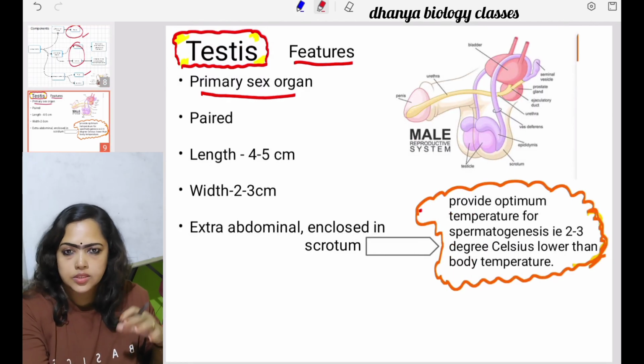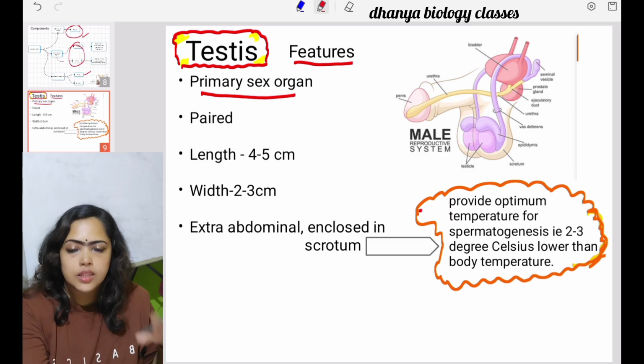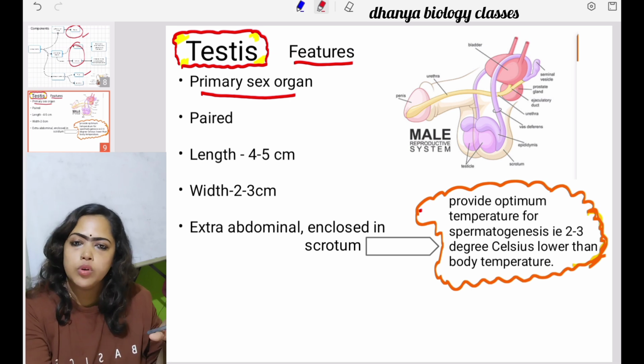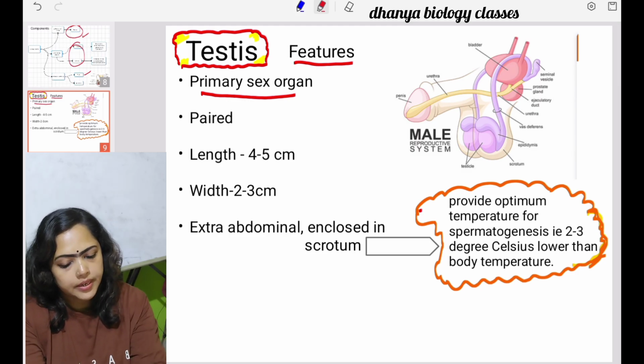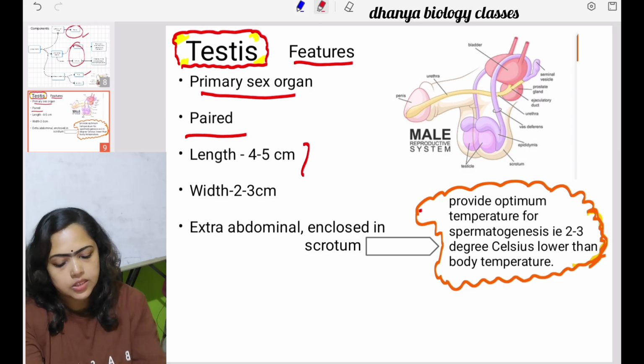Why? Because this is involved in the production of two different things. One is the gametes, that is the sperms, and the other one is the dominant androgen in the male body, which is the androgen testosterone. Okay, and this is the hormone needed for what? Spermatogenesis. That is why this is considered as the primary sex organ. Then it is paired. Length is about 4 to 5 and width is about 2 to 3 centimeter.